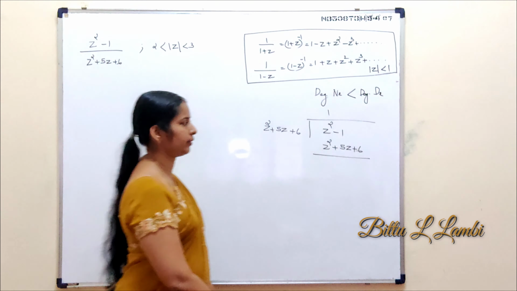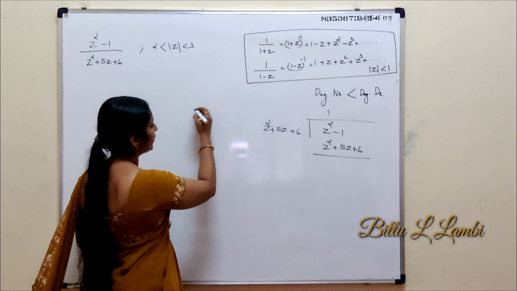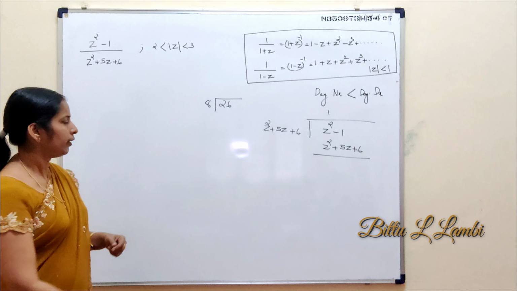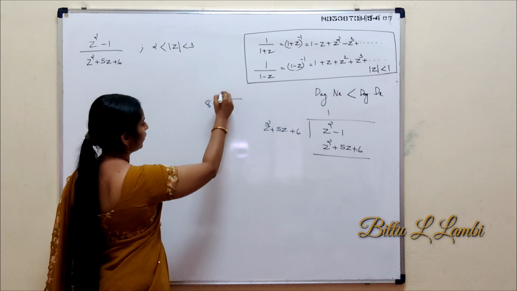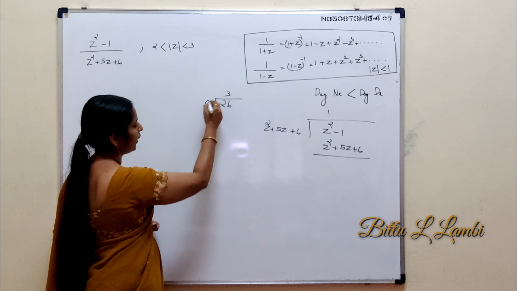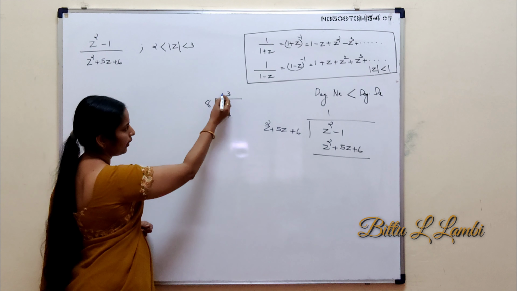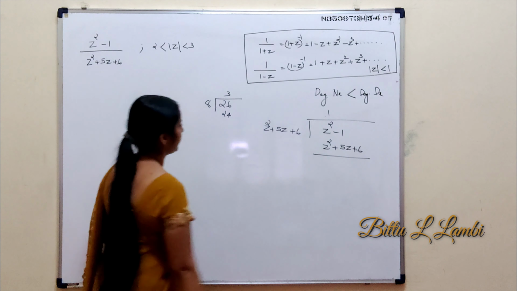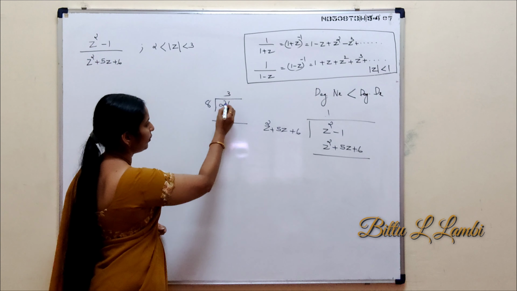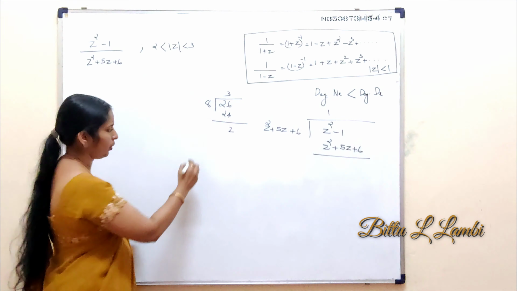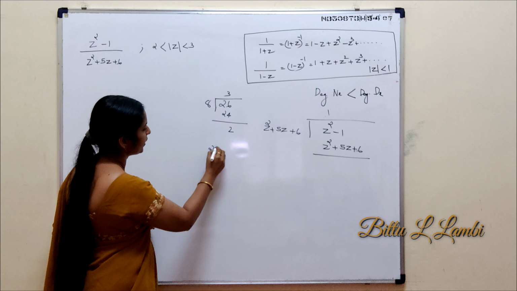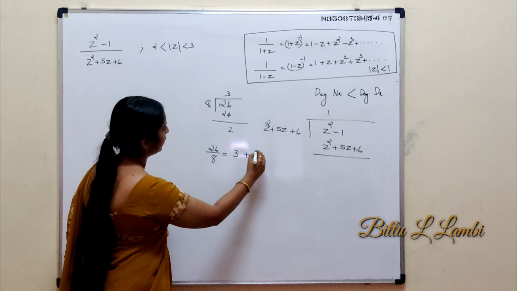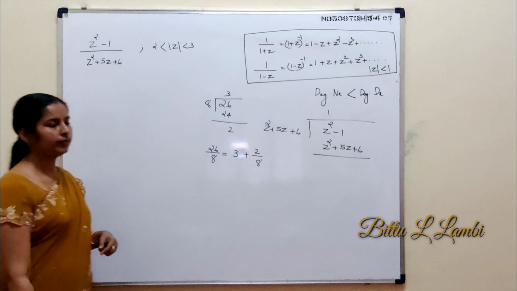Next, subtract. See, in numbers, suppose we wish to divide 26 by 8. Then, we know, here 3, then 8 into 3, it is 24. Here multiplication. Here also multiplication, 1 into z square plus 5z plus 6. Next, you subtract 24 from 26, that is 2. Then you write 26 by 8 is equal to 3 plus 2 by 8.